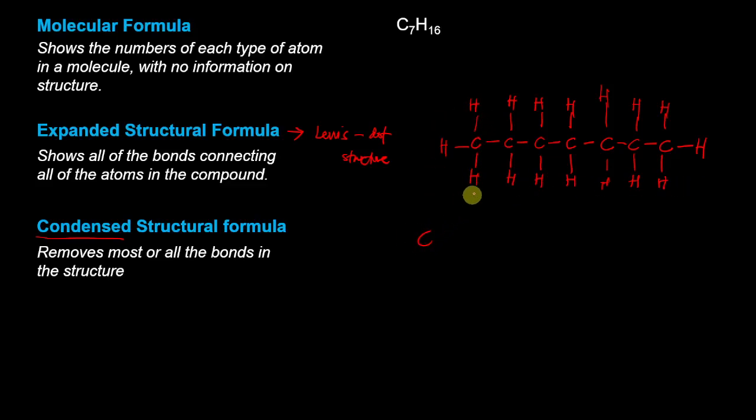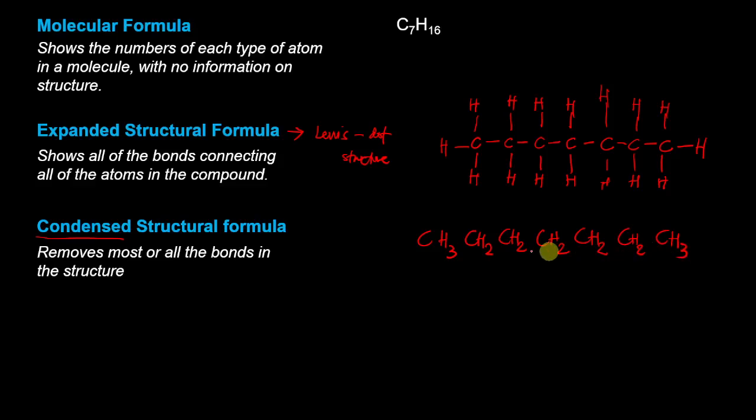So we have this part. This one can be condensed to CH3. Then the next part, this one can be CH2. That's carbon, then two hydrogens. The next unit, we have CH2 also. The next one, another CH2. The next unit, CH2 again. The next unit, CH2. And the last unit we have CH3. So this is the condensed structural formula for this compound.